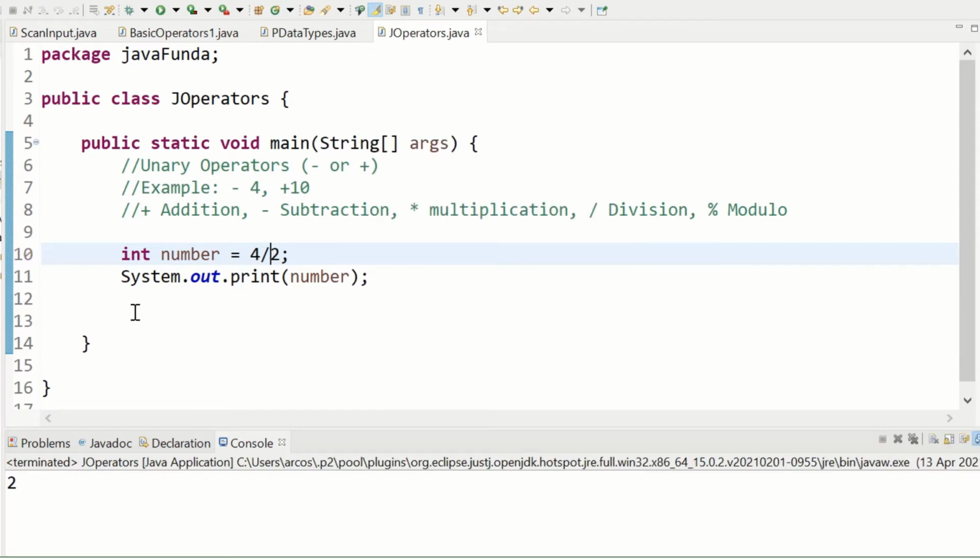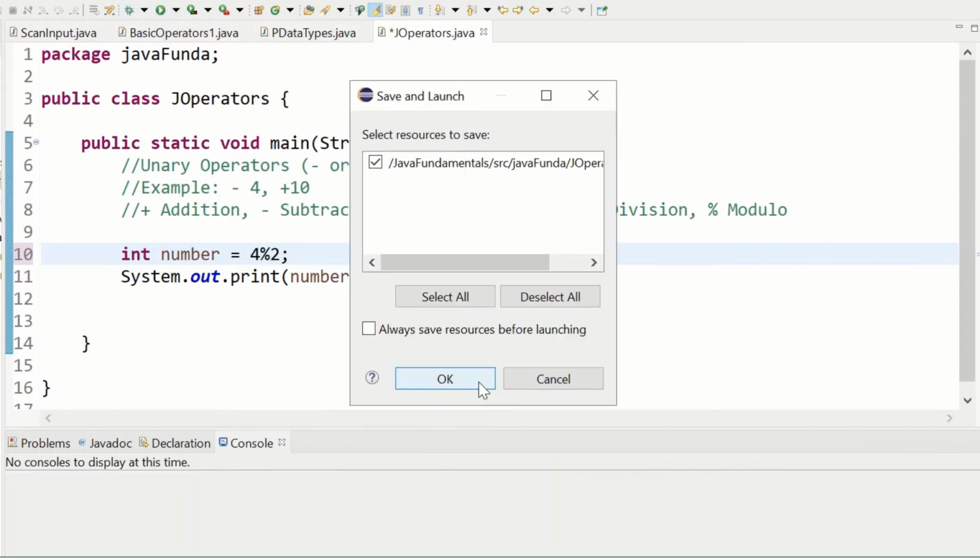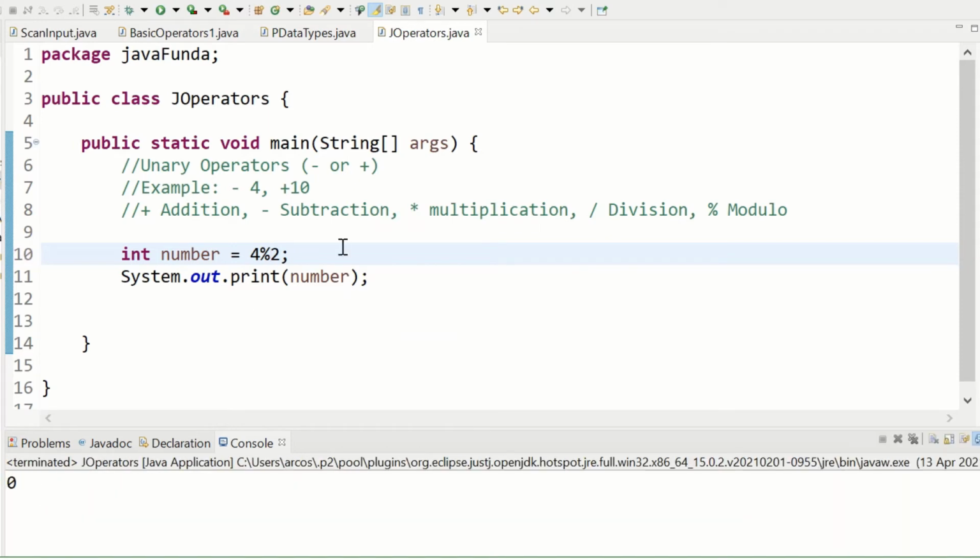We will have 4 divided by 2 is 2, and modulo. So is there a remainder if we perform modulo on 4 divided by 2? The answer is 0.